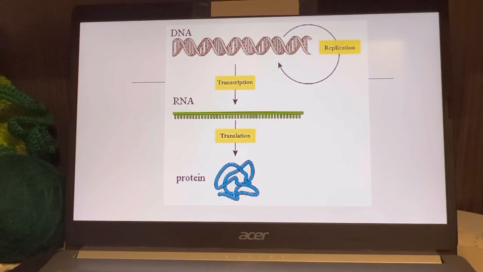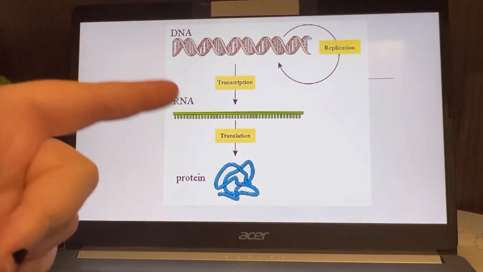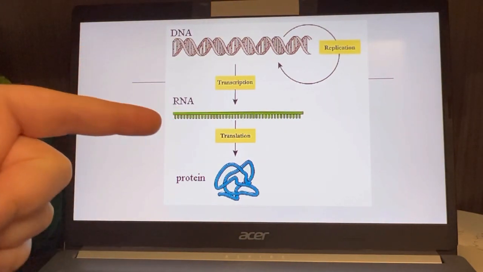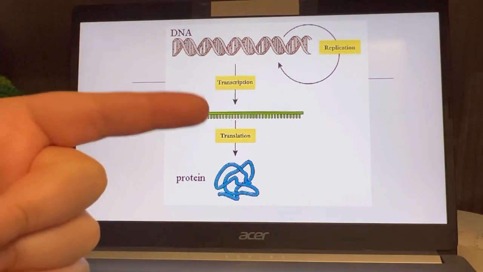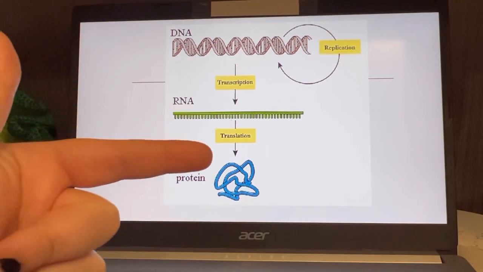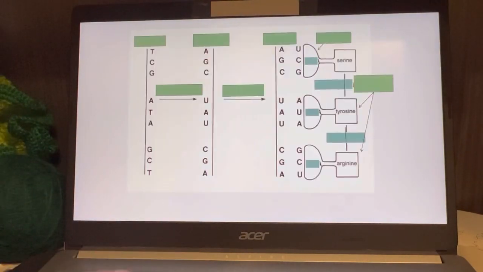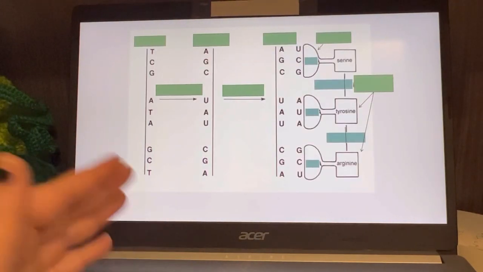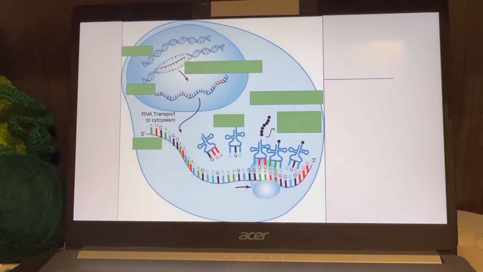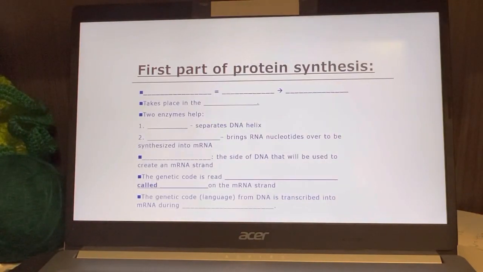Alright, so DNA replication produces more DNA. When transcription occurs, we get mRNA. From mRNA, we get protein because it's translated through tRNA to make a protein. Right. Process yet again and again.